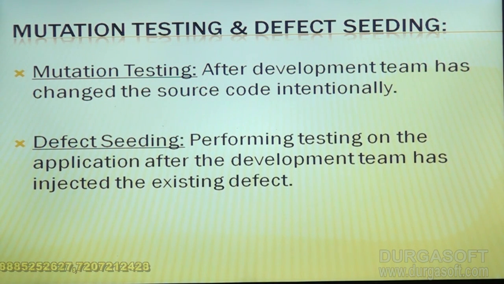Alright, then defect seeding. Defect seeding is performing testing on the application after the development team has injected an existing defect. Yes, so here the development team is going to inject the existing defect and just wants to check which features or which pages this defect is going to impact. So he just wants to go ahead and check it. That is what is called defect seeding. So it is performing testing on the application after the development team has injected the existing defect, and even this defect seeding is not entertained in real-time scenarios, team. Clear?